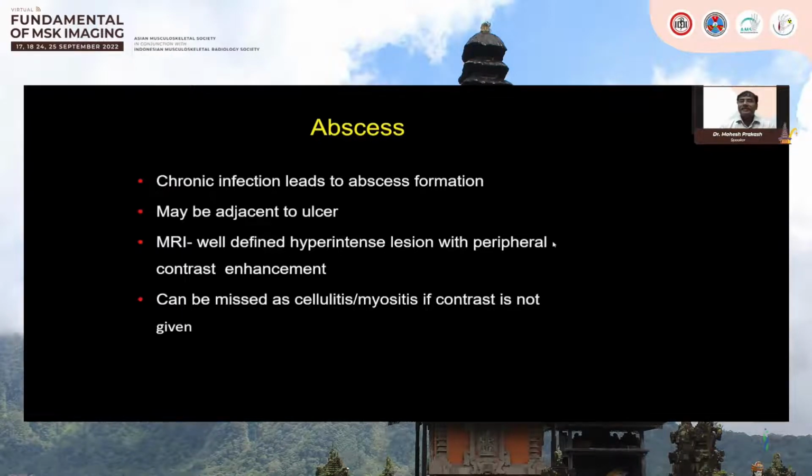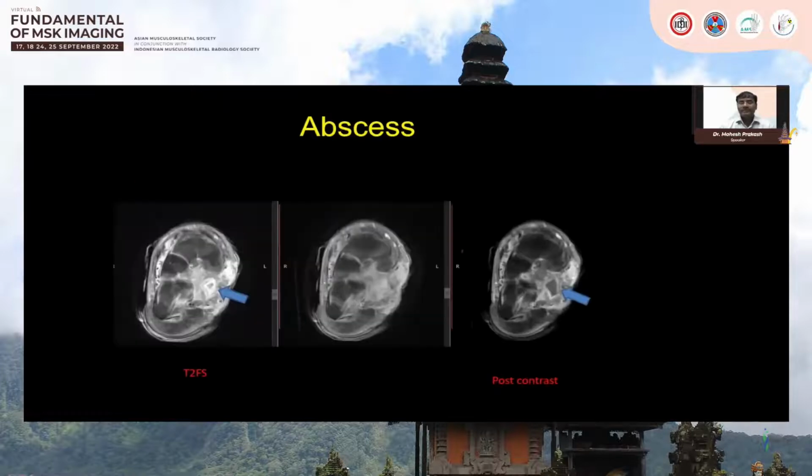Abscesses result from chronic infection, which leads to abscess formation. They may be seen adjacent to the ulcer. On MRI, they are usually well-defined hyperintense lesions, and on contrast, they show peripheral enhancement. If you don't do the gadolinium enhancement, they can be missed as cellulitis or myositis.